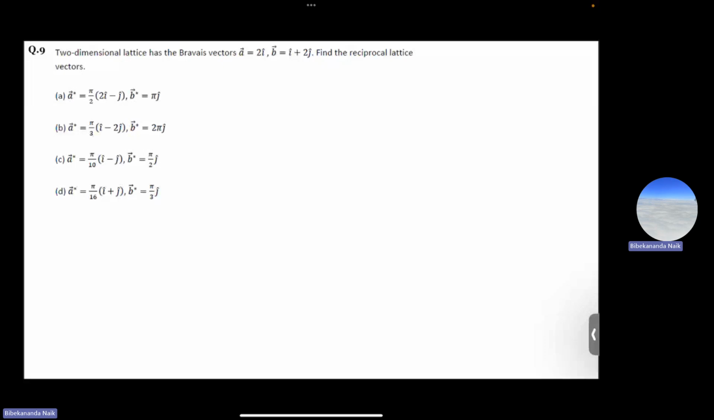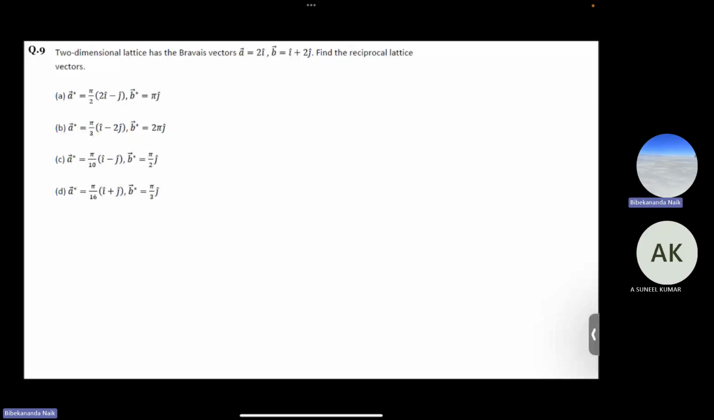So the first question says: a two-dimensional lattice has the Bravais vectors A vector equals 2 i cap, B vector equals i cap plus 2 j cap. Find the reciprocal lattice vectors. The options are: Option A, A star vector is pi by 2 (2i minus j), B star vector is pi j. Option B says pi by 3 (i minus 2j), 2 pi j. Option C is pi by 10 (i minus j), B is pi by 2 j. Option D is pi by 16 (i plus j), B is pi by 3 j. So these are the four options.